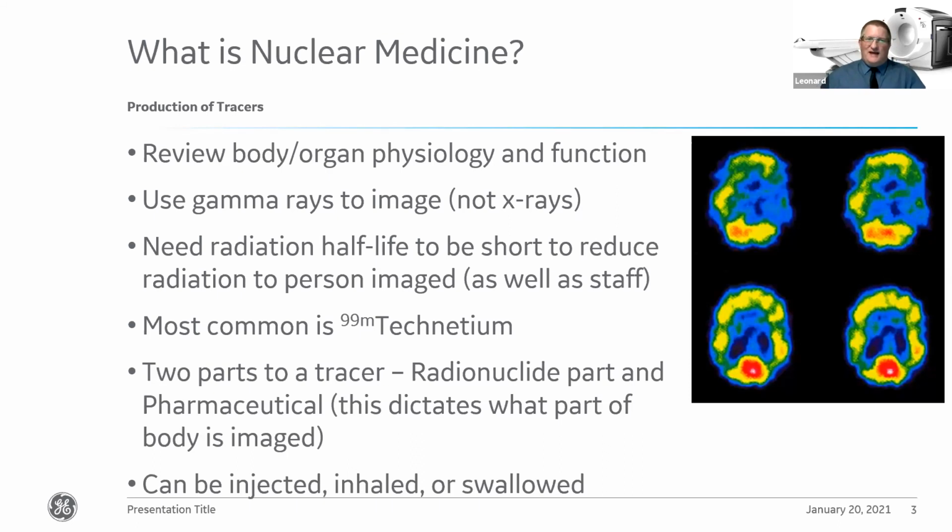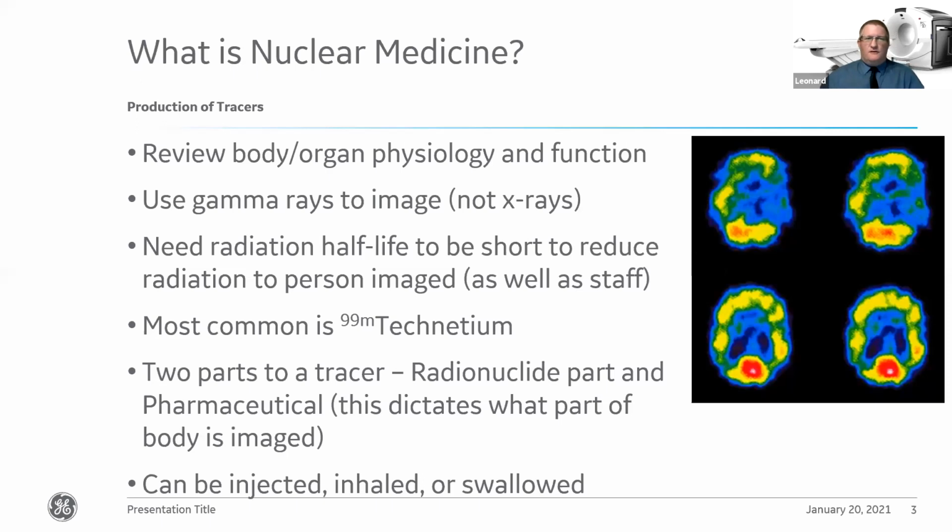So we normally get those from a situation where we can bombard a cyclotron target or use an accelerator, and then we use some method to produce a short half-life radioactive isotope to then be labeled onto what we then pick up to be a pharmaceutical component. And that's where you'll hear the term radiopharmaceutical.